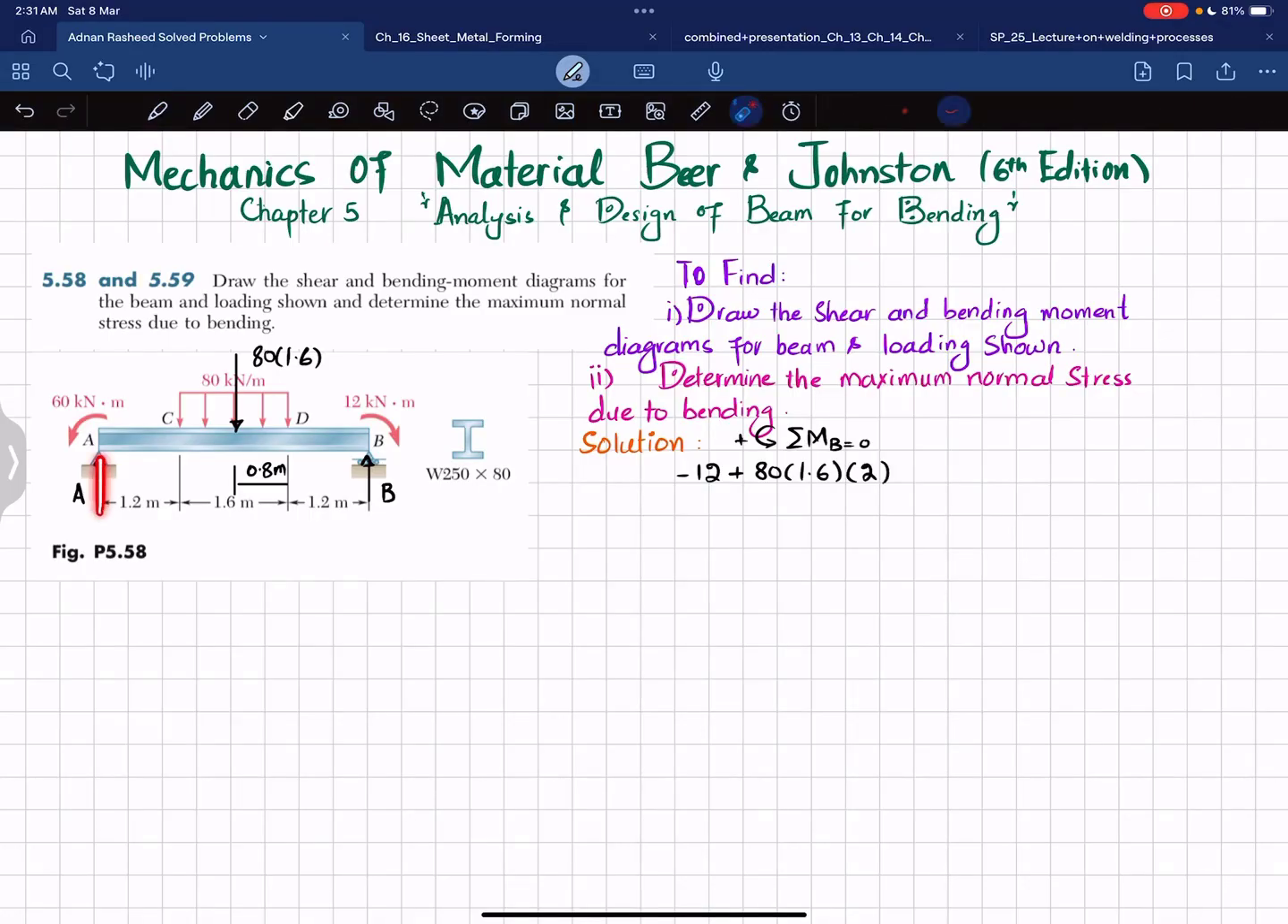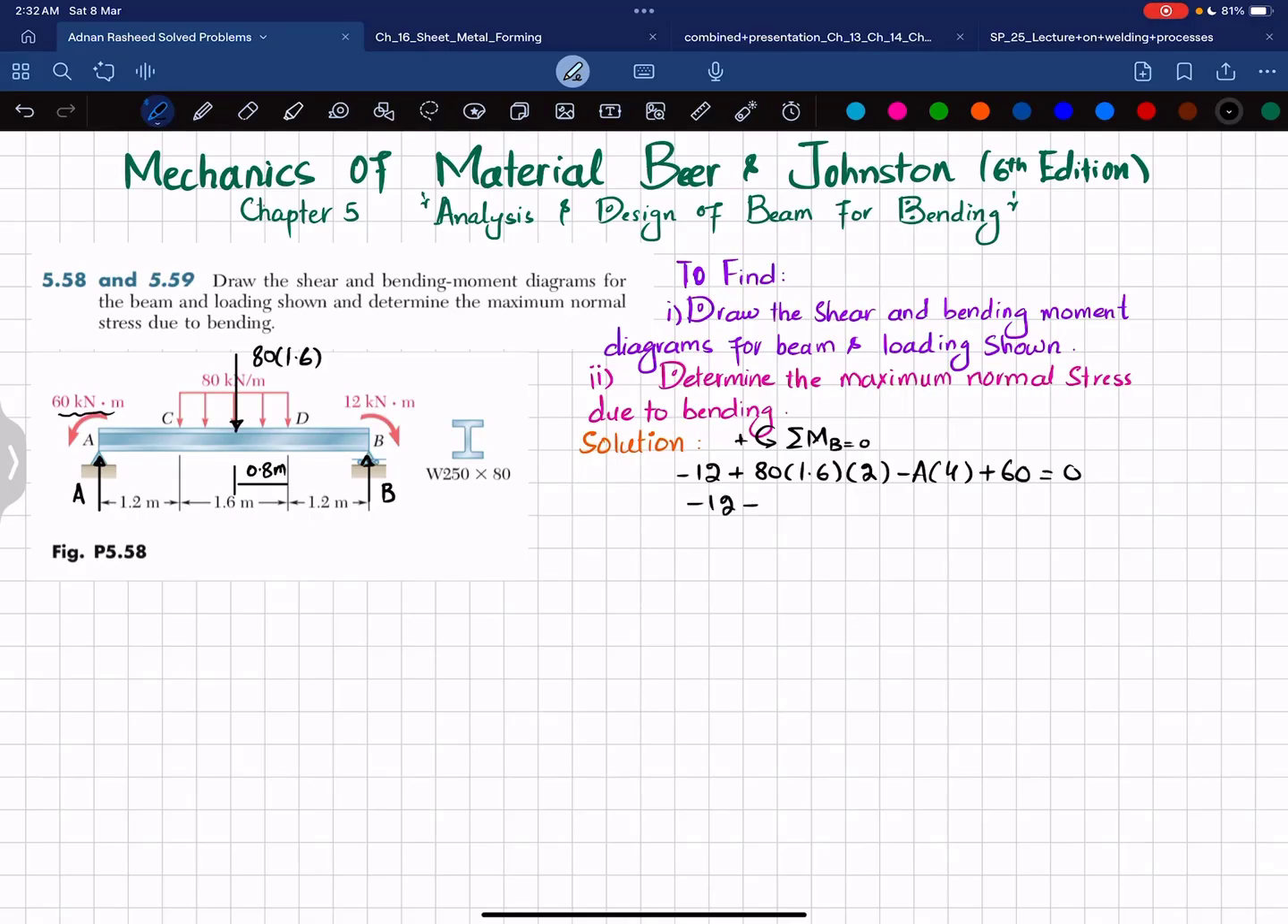The third load which is producing a moment is A, and the perpendicular distance is 1.2 plus 1.6 plus 1.2, which is 4. So A into a perpendicular distance of 4 meter, and this is clockwise, so it will be negative. So I will write minus A multiplied by 4, and the last moment is 60 kilonewton meter which is counterclockwise, so I will write plus 60, and their sum must be equal to 0.